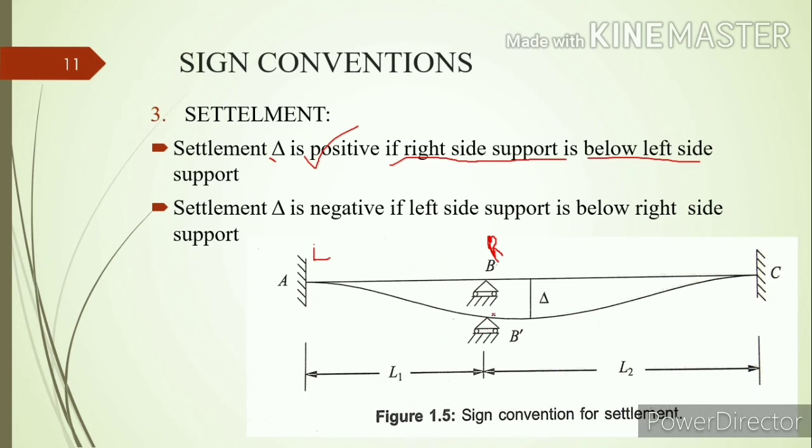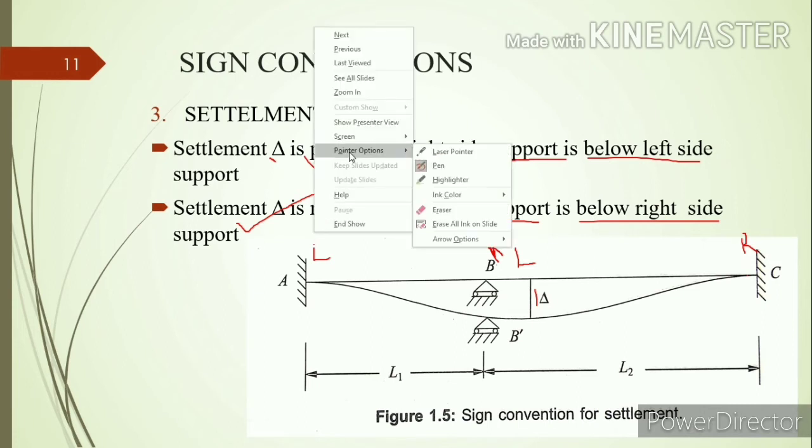Similarly, when we consider the span BC, B is the left side support and C is the right side support. So here the left side support is below the right side support. If the left side support is below the right side support, delta is negative. This is the sign convention for settlement. Okay.